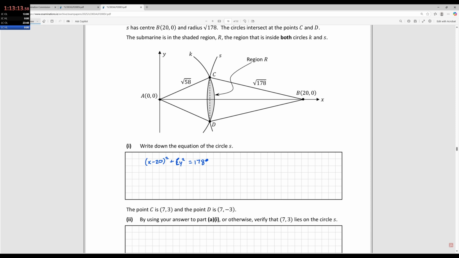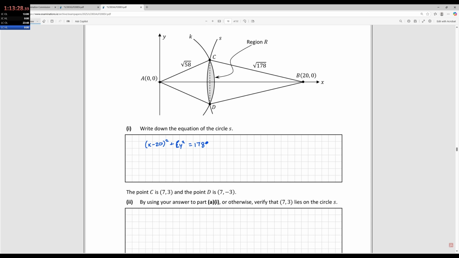So am I right in saying that the equation of the circle S, it is done on the right. It does have a center at 20, 0. It does have a radius of root 178, so we squared it. The point C is 7, 3, and the point D is 7, minus 3. By using your answer from above or otherwise, verify that 7, 3 lies on the circle.